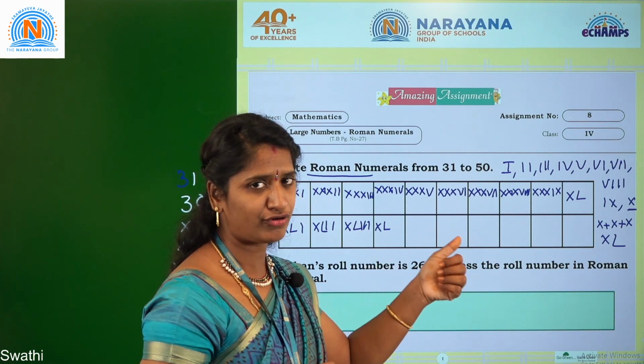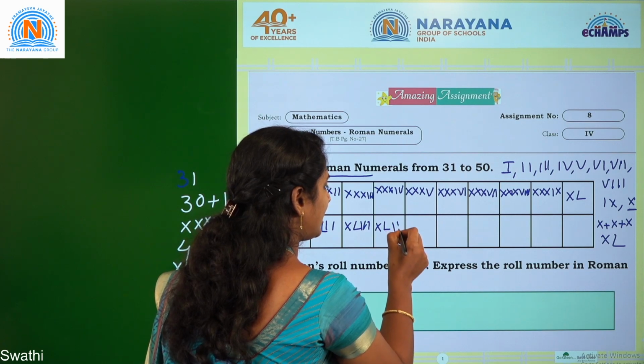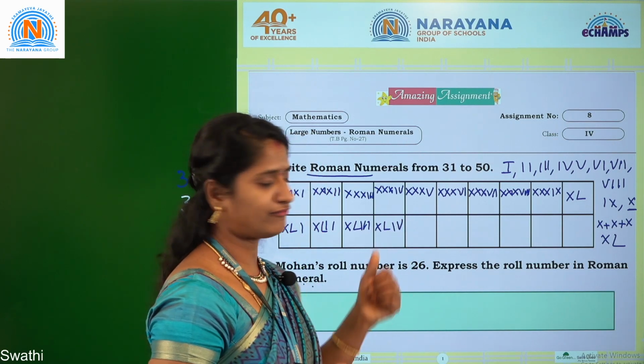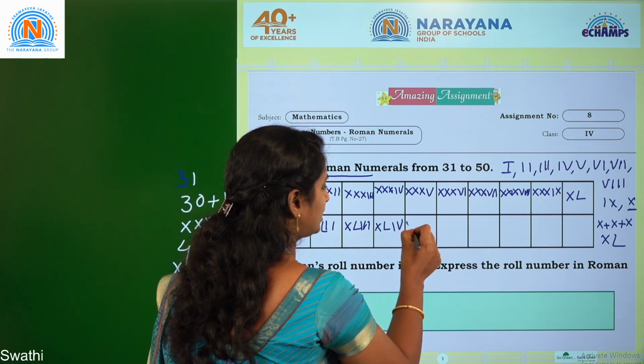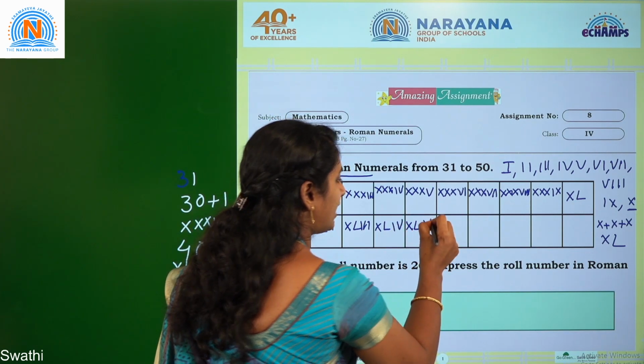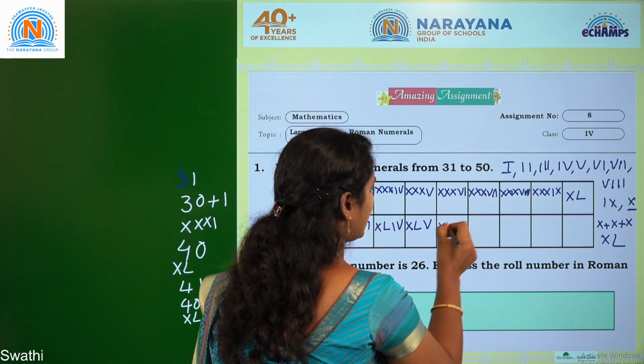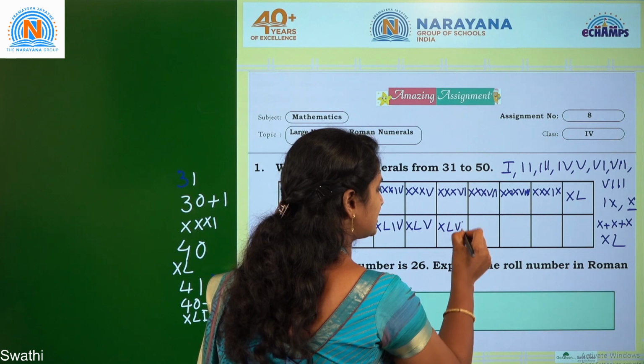Can I repeat I 4 times? No, I should not repeat. It means I and V is 4. So XLIV is 44. And now 45. XL 40 and 5 means V. XLV is 45. And next XL 40 and 6.